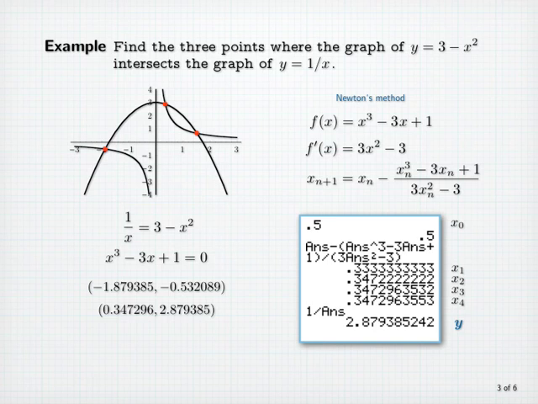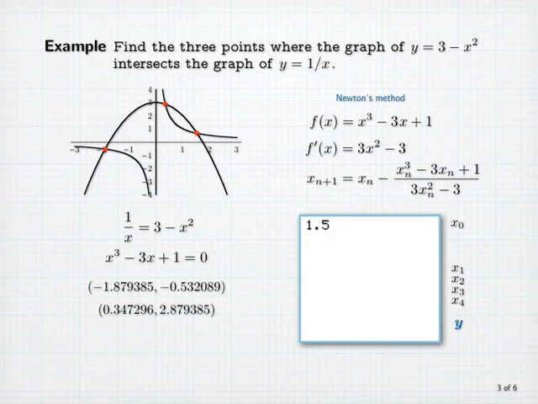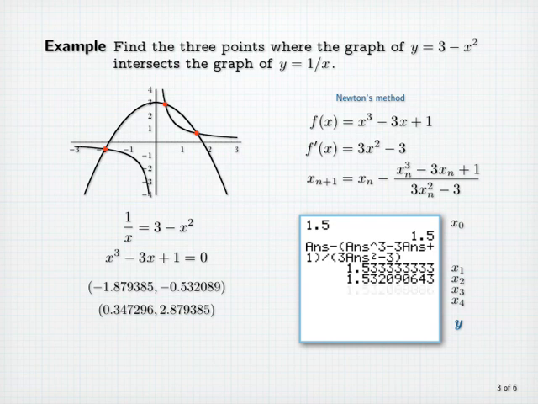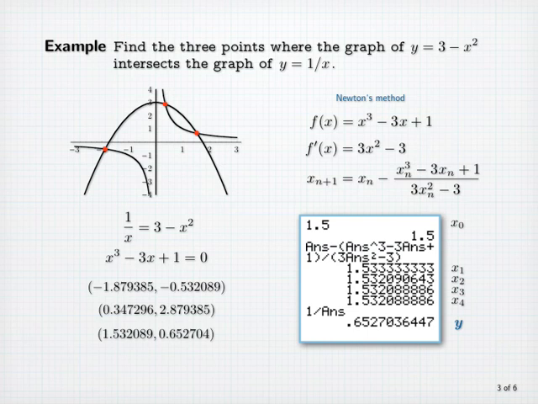The x-coordinate there appears to be near 1.5, so let's use that as x0, enter. Type in our formula again, press enter to get x1. Then continue pressing enter. And notice here that x3 and x4 agree to all the digits shown. The y-coordinate is now 1 over that result, and so we have now found the third point. Notice that the same Newton's method formula was able to compute 3 different x values due to the different choices of x0.